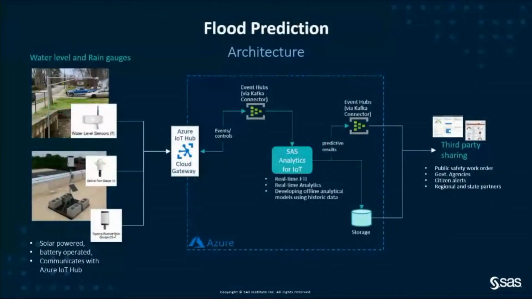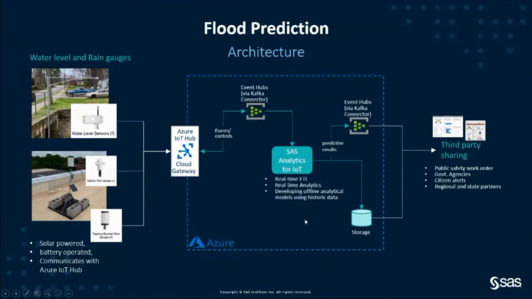So how was this achieved? We have several sensors deployed at different places in the town, where the water streams become big and eventually cause floods. Different sensors, like water level sensors and rain gauges, were deployed. They are all solar powered and battery operated, and they communicate directly with the Azure IoT Hub. Every sensor was streaming the data through a secure connection to the cloud gateways.